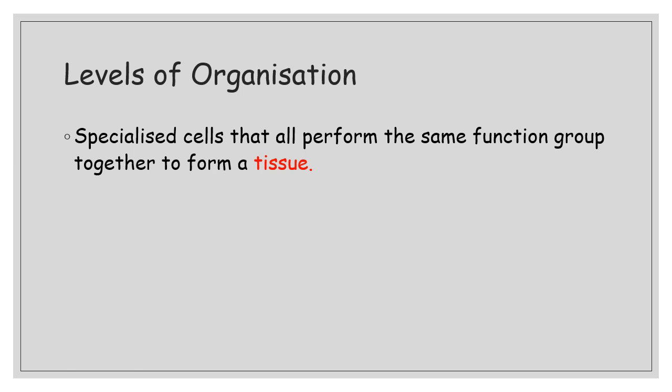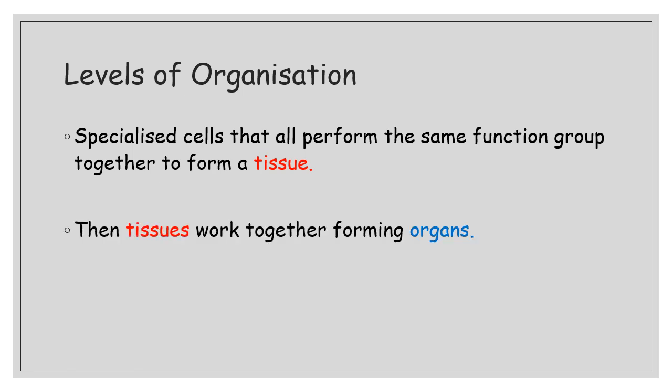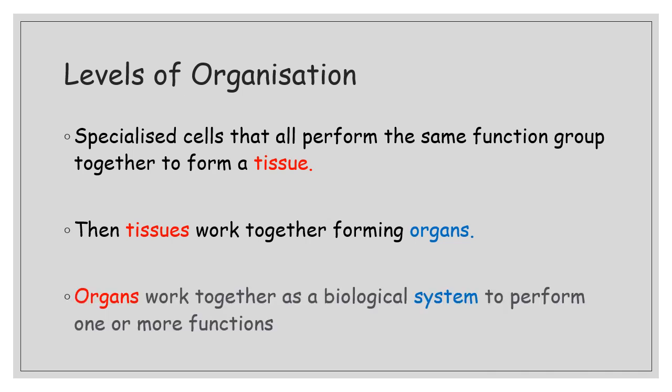And the last part of us moving from cell biology into multicellular organisms is understanding the levels of organisation. So cells are the most basic unit of life, and those specialised cells that we talked about, they all perform the same function, and they group together to form a tissue. So for instance, muscle cells into muscle tissue. Those tissues then work together to form organs, and those organs then work together as a biological system. They perform then one or more functions within the body.